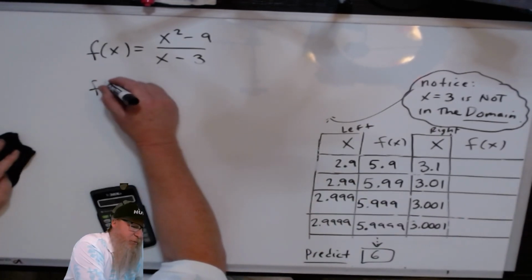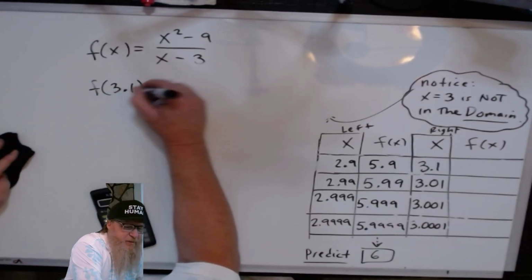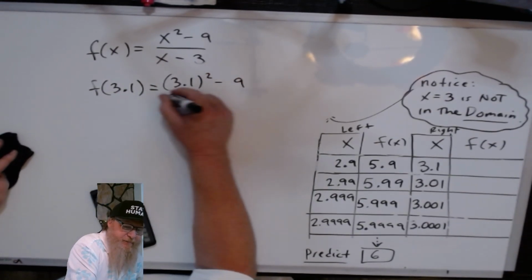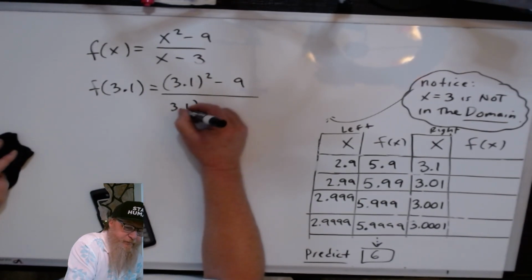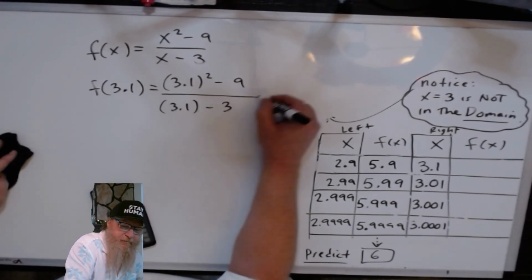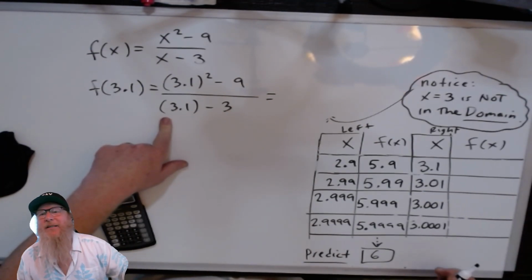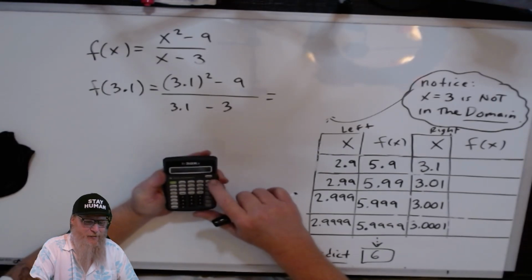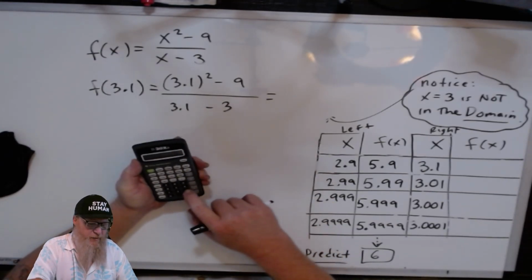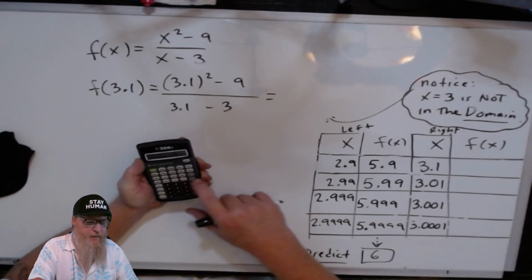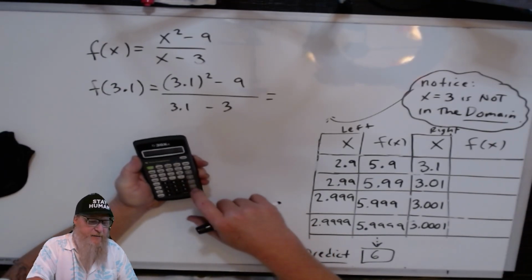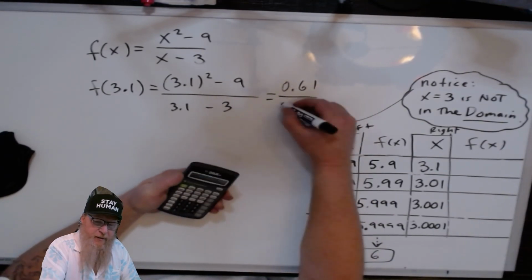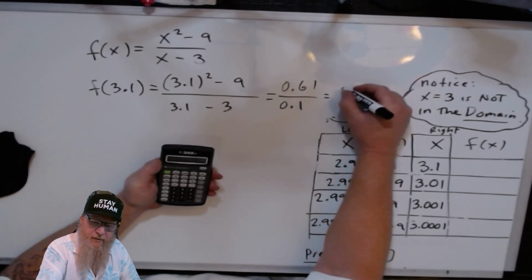Since this is the first time we've done this, I've purposely selected this problem so that the best thing happens. On the bottom, you don't necessarily need the parentheses, but on the top, you kind of do. You could probably get away without them, but I use them anyway. So 3.1 squared minus 9 is 0.61, and then the bottom is 0.1, so that's 6.1.